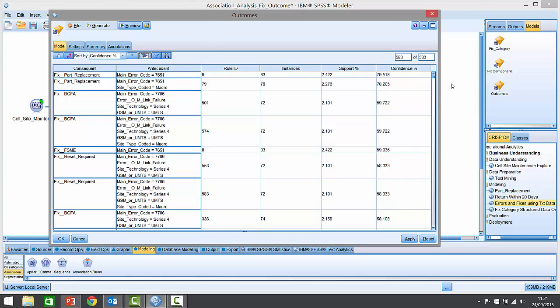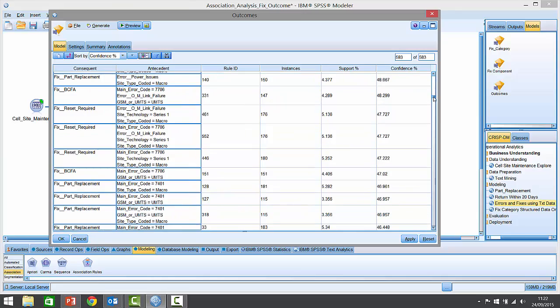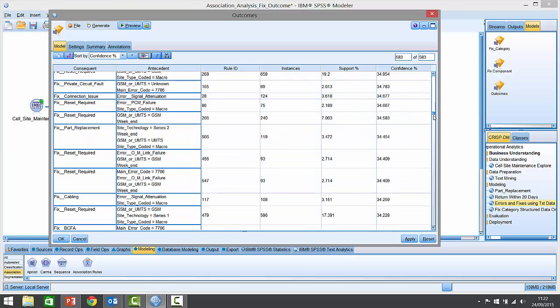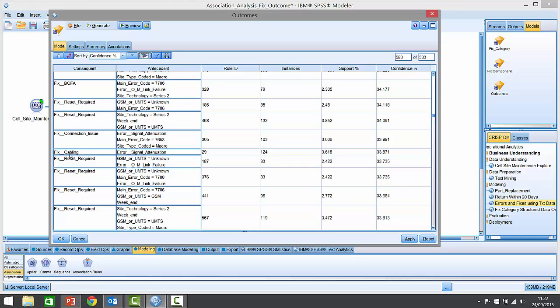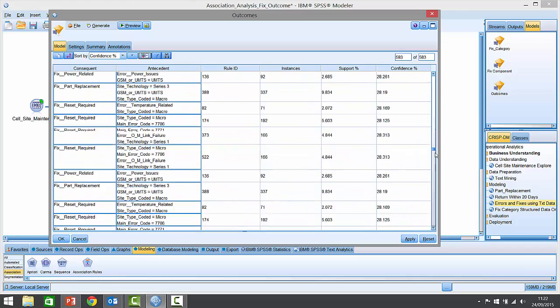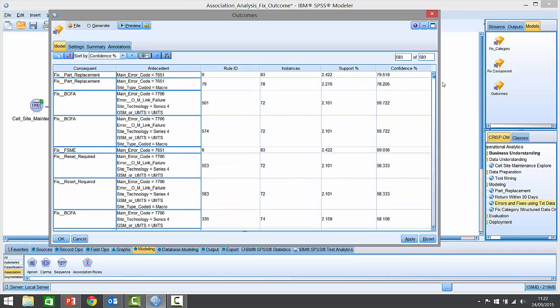So we can scroll down through these series of rules, and we can see different consequences for different rules. Here's a rule for when a reset is required. Those are all resets and BCFAs to start with. Here's when it's going to be cooling related. We scroll down, there's a cabling rule coming up at this point. We start to scroll down through them, and we see part replacements, we see feeder related, we get power related. So there are different ways in which we can view these rules.